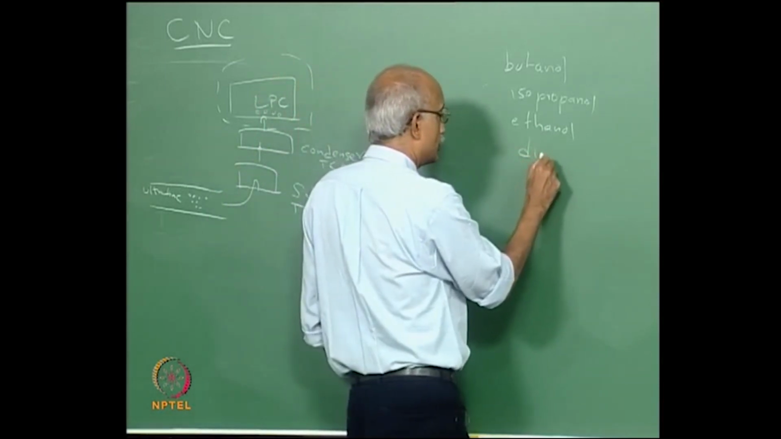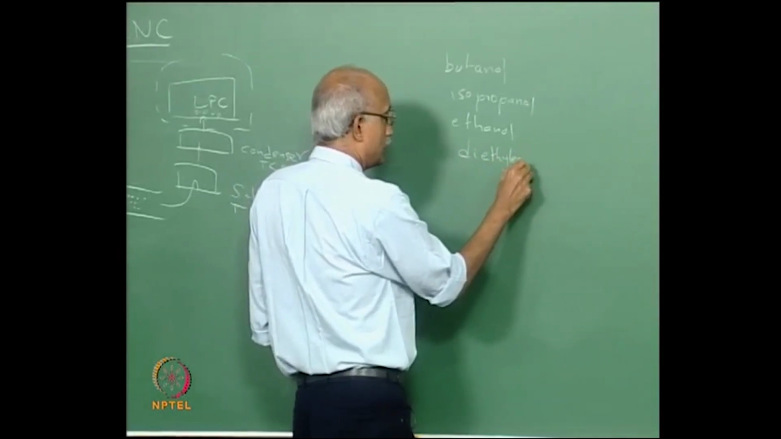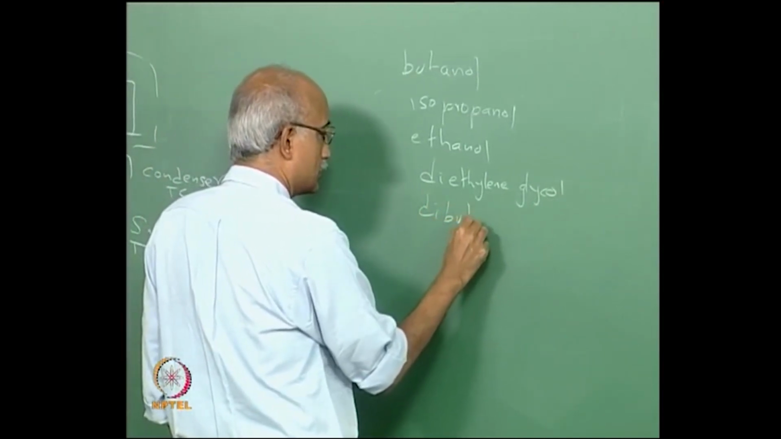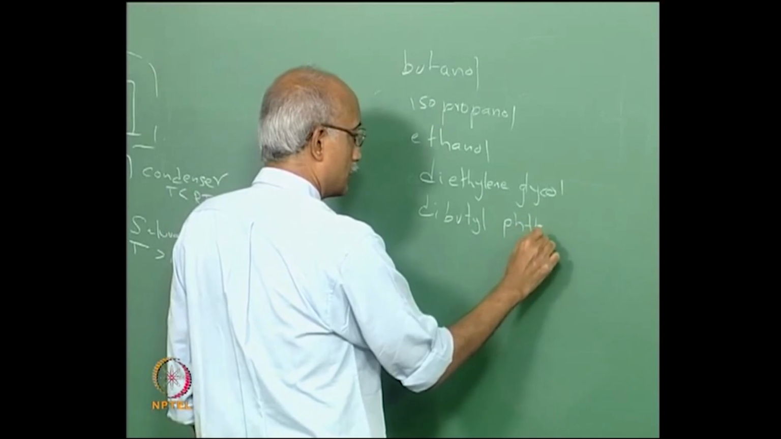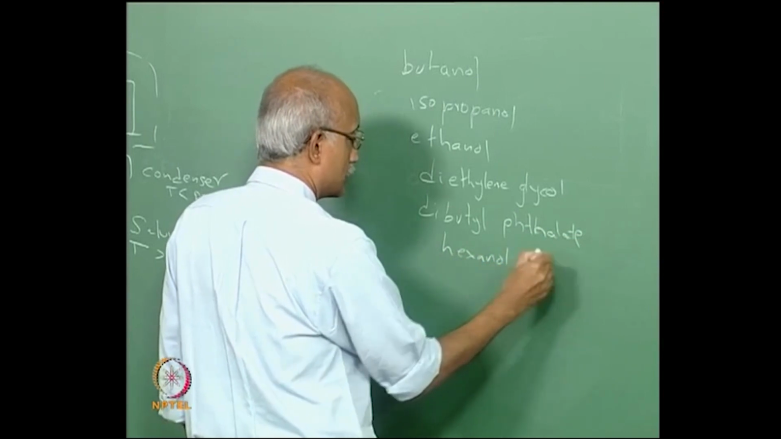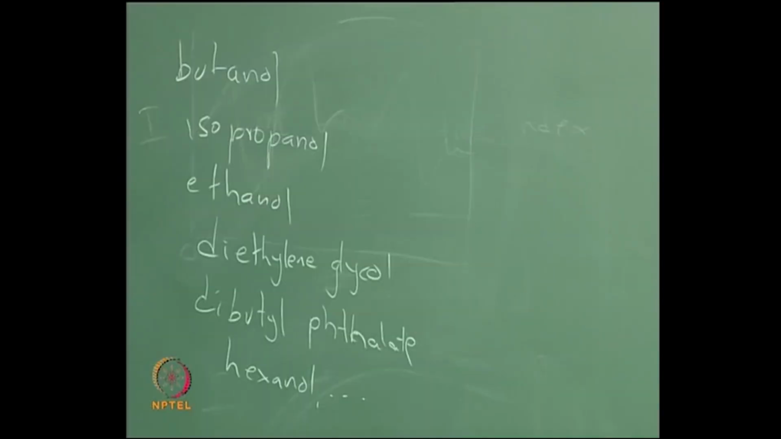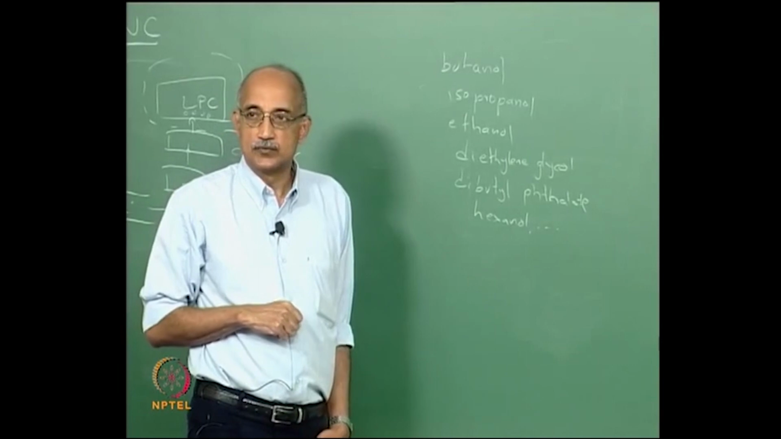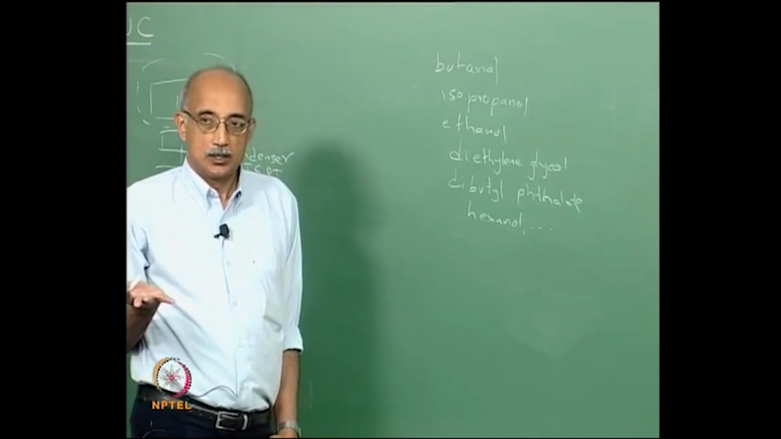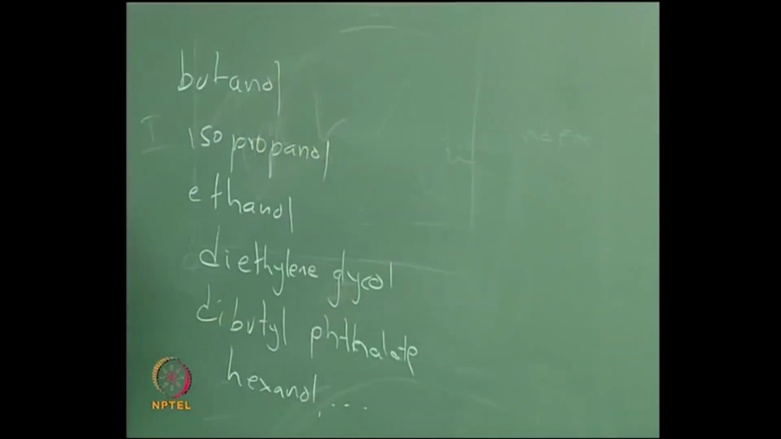Other commonly used solvents are diethylene glycol, dibutyl phthalate, hexanol, and so on. So these are all organic solvents that have high vapor pressure. See, the other requirement for these materials is once they have condensed and you have done the particle size analysis, you want to be able to rinse these off also, right? You don't want them to permanently stay attached to the particle, because then they become a contaminant in the process. So these are materials that can be easily re-evaporated.